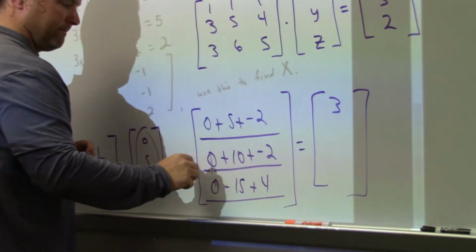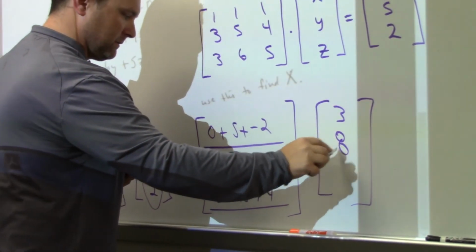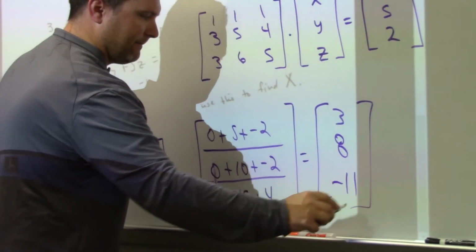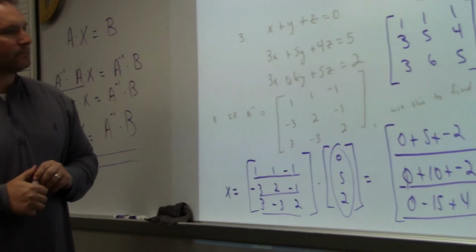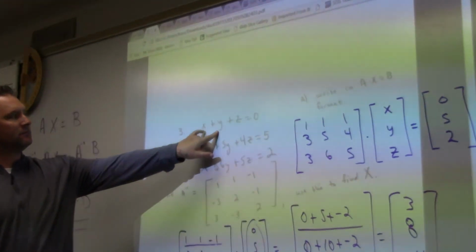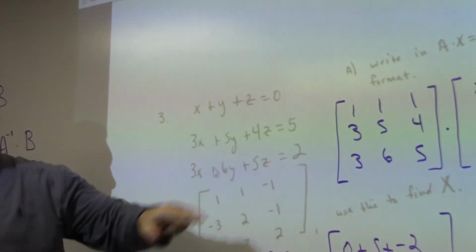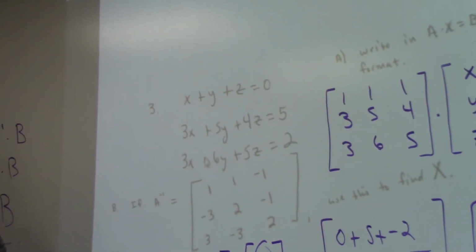0 minus 15 plus 4. 3, 8, negative 11. Is 3 plus 8 plus negative 11 0? Yep. Are you impressed, Coach?